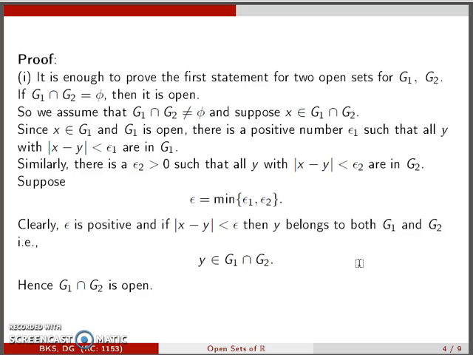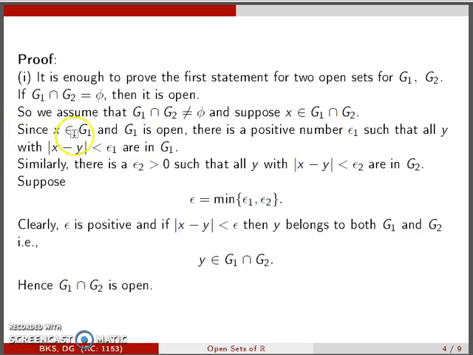Let's start with the proof. In the intersection case, it's enough to prove it for two open sets, say Z1 and Z2. My question is why? Anyway, once you're confident that only two open sets will be enough for the proof, we begin the proof. If Z1 intersection Z2 is empty, then obviously the empty set is open, so we have nothing to prove. So we'll assume the intersection is not empty, and hence let x be in Z1 intersection Z2.